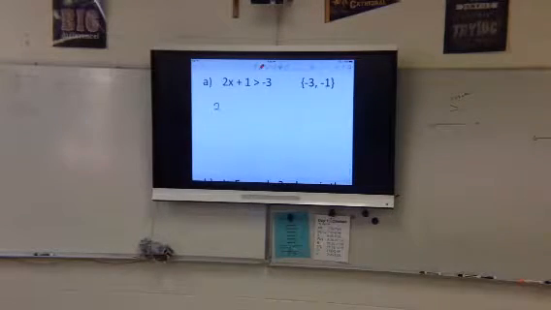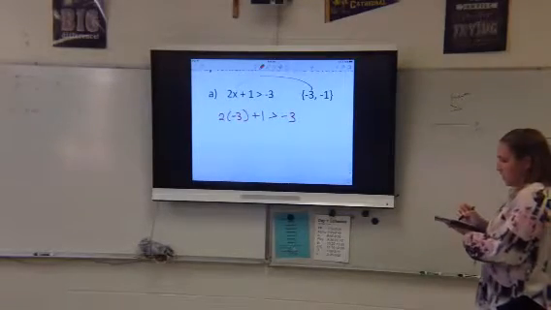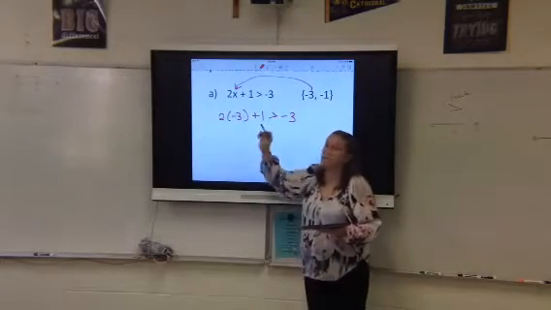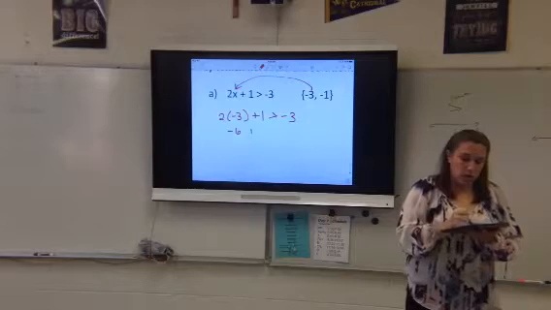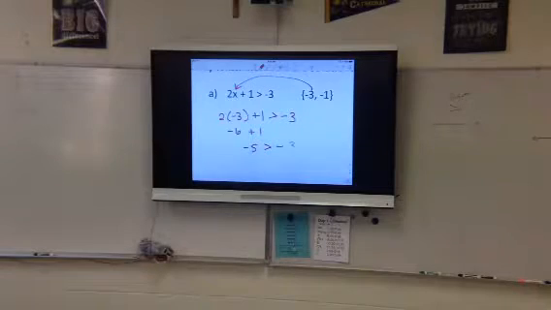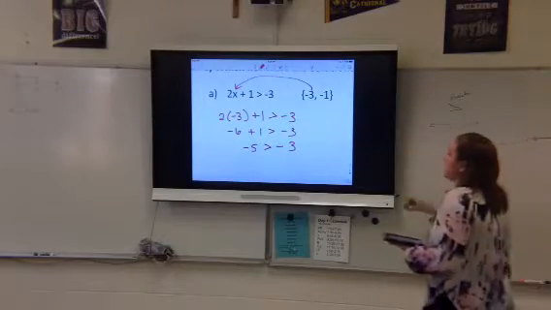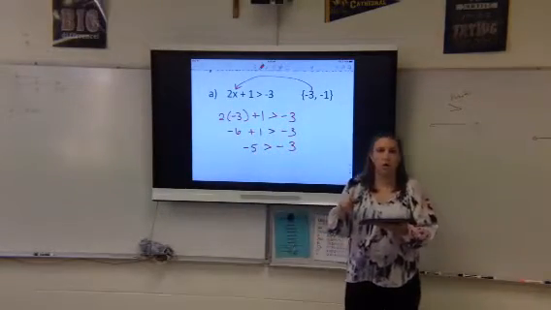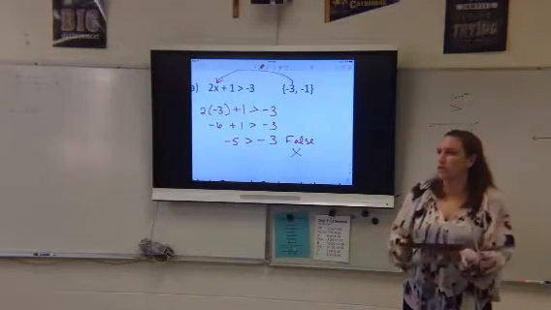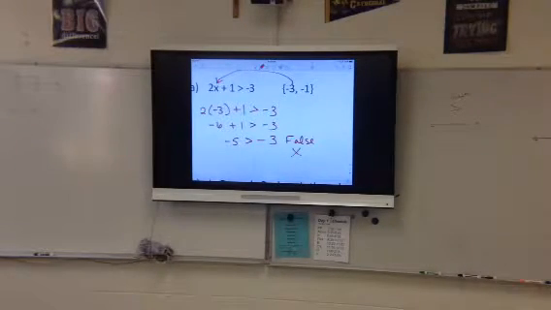So I'm going to take 2 times -3 plus 1, and that should be greater than -3. All I did was take this number right here and plug it in. Now, do order of operations, so do your multiplication first. What's 2 times -3? -6 plus 1. Good, -5. Is -5 greater than -3? Remember, the alligator has to eat the bigger number. Is the alligator eating the bigger number here? No. So does this work? No. So this is false, or you put an X there, whatever you want to do. It does not work, so this number is out.